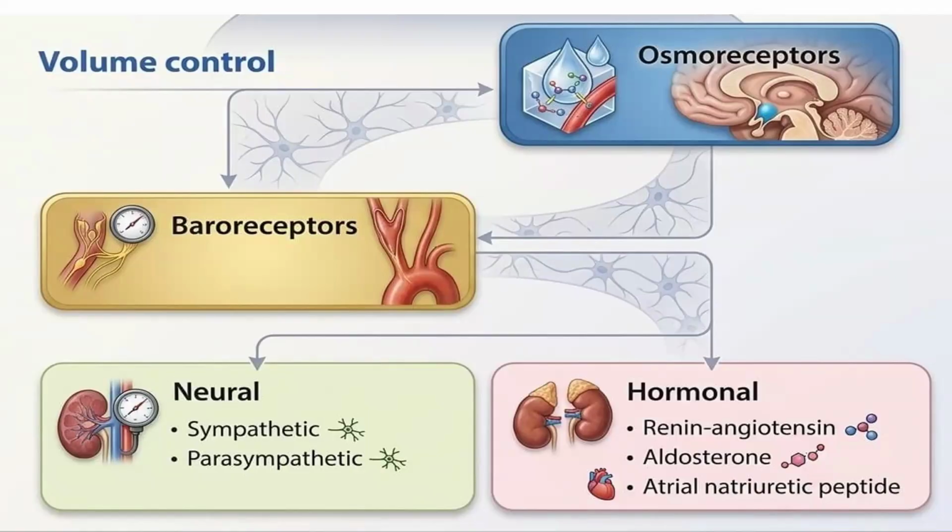Osmoreceptors are the specialized sensors that detect even small changes in the fluid osmolality and drive changes in thirst and diuresis through the kidneys. Baroreceptors will modulate the volume in response to the changes in pressure through the pressure sensors which are present in the aortic arch and the carotid sinuses. And these baroreceptor responses are both neural and hormonal. Neural through the sympathetic and the parasympathetic pathways, and hormonal through substances like renin-angiotensin, aldosterone, and atrial natriuretic peptide. And the final goal is to restore the circulating volume and to maintain the perfusion.